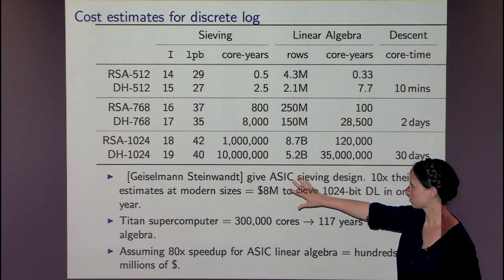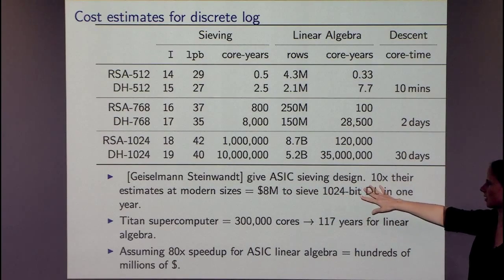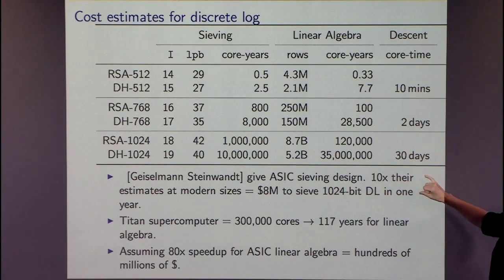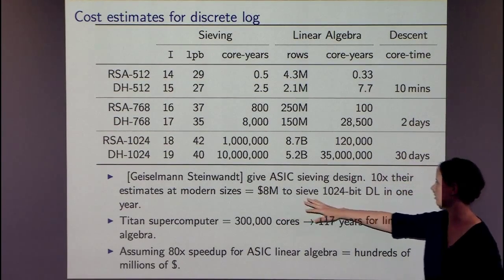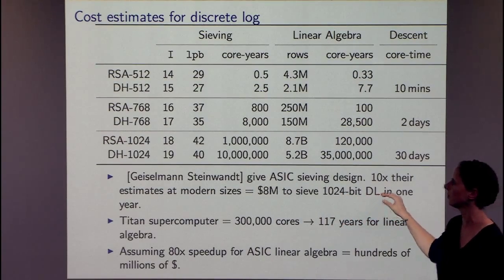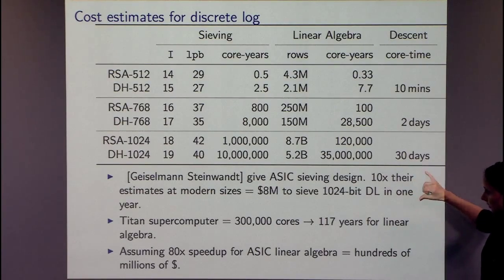The best current design for factoring that we found is an ASIC sieving design. This paper is almost 10 years old at this point, so moving to modern designs, the number is quite low, actually: $8 million to sieve a 1024-bit discrete log with the 10 times over sieving that we estimate in hardware.